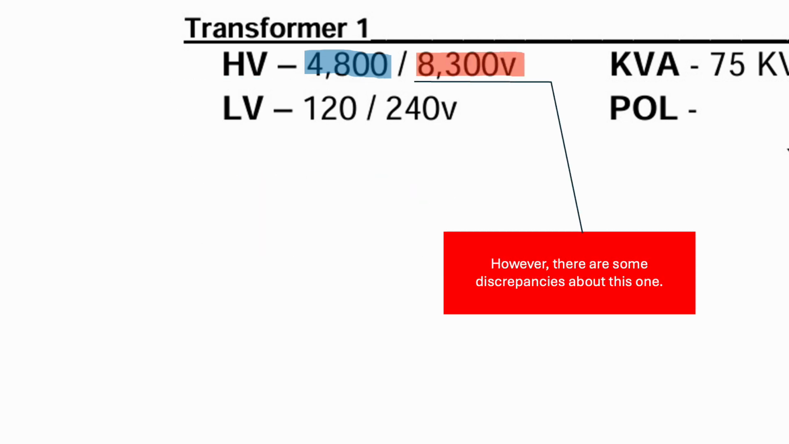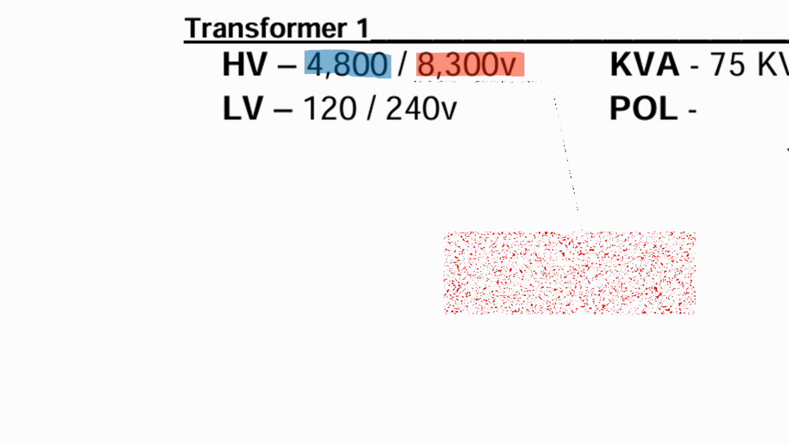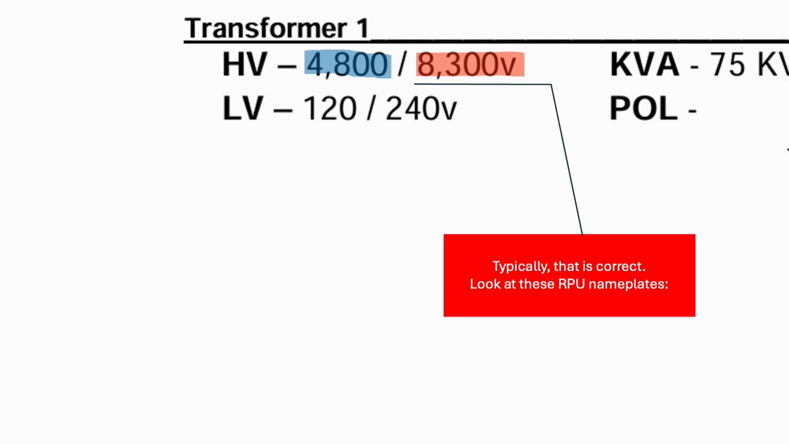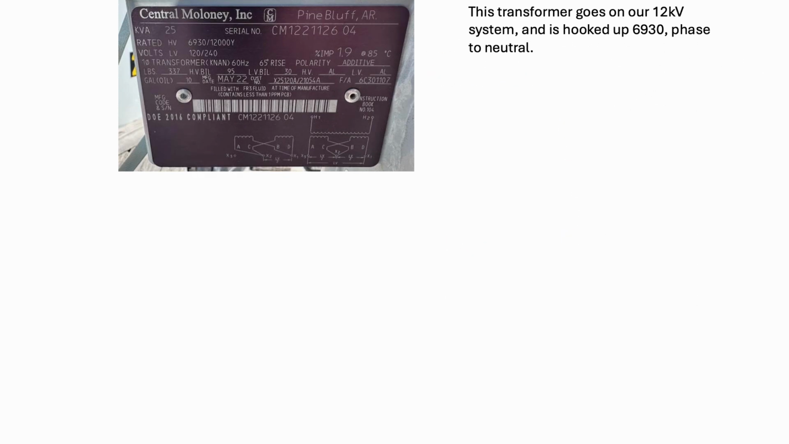However, there are some discrepancies about this second number. Some say that the second number is the system voltage of the circuit the transformer is getting installed to. And typically, that's correct. If you look at these Riverside Public Utility nameplates, this transformer goes on our 12 kV system and is hooked up 6930 phase to neutral. So you see the smaller number there, 6930/12,000.